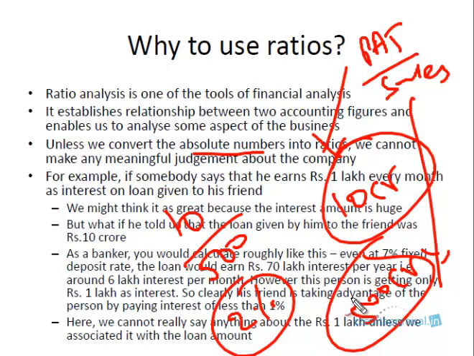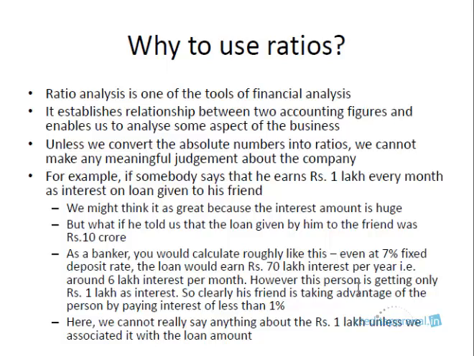There are a couple of reasons for it. The most important reason is comparison. For example, if somebody tells you he's earning 1 lakh every month just from interest, because he's given a loan to his friend and that friend pays him interest every month, you think this is fantastic, because a salary is normally 20,000, 30,000 or 40,000, but this person is earning 1 lakh every month just from interest on a loan.